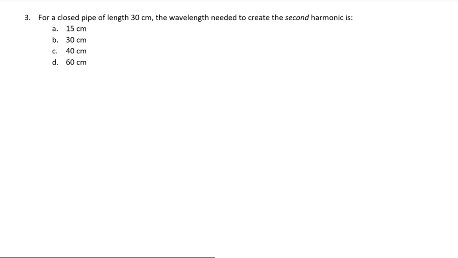To answer this, we need to recall how the wavelength of the standing wave is related to the length of a closed pipe. Remember, a closed pipe has one end closed and the other end opened. It does not have the same harmonic series as that of a string. A string and an open pipe share the same harmonic series. The equation for a closed pipe is instead the wavelength of the standing wave lambda is equal to 4 multiplied by the length of the closed pipe capital L divided by the harmonic number n.